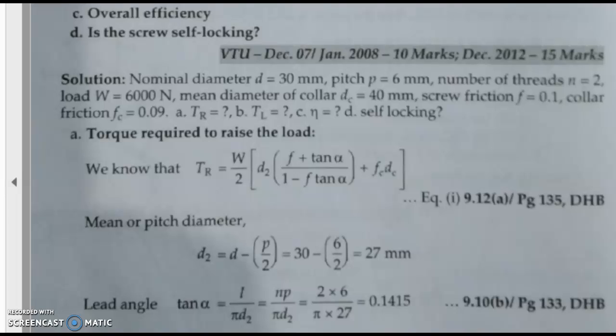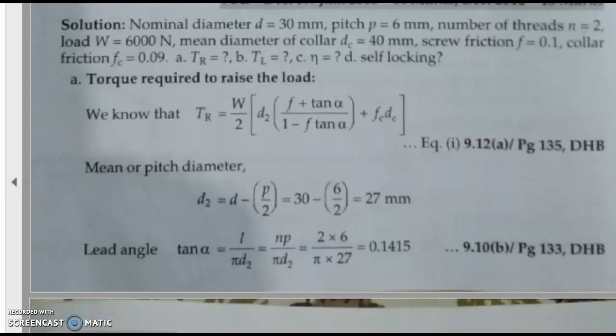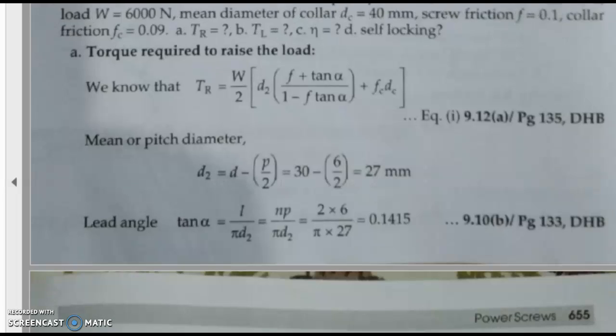Now we can calculate the lead angle alpha. This value we will get from equation 9.10b, page number 133 of our data book. What is that equation? Tan alpha is equal to L divided by pi into dt, that is equal to n P divided by pi into D2. Here n and P are given, and D2 we already calculated. So alpha is the tan inverse of this value.